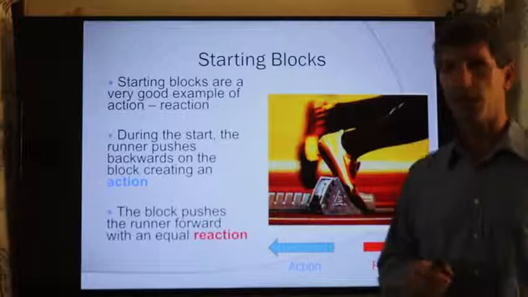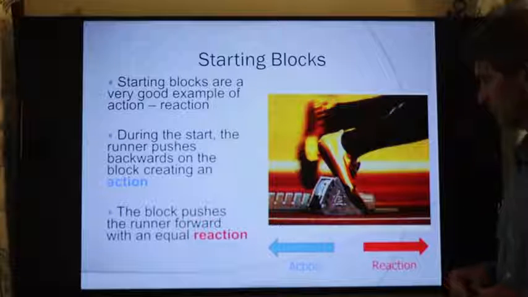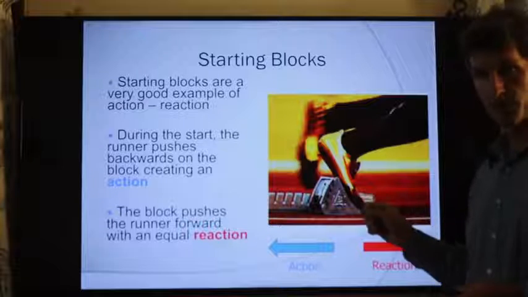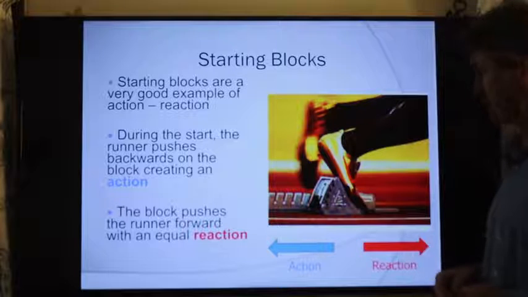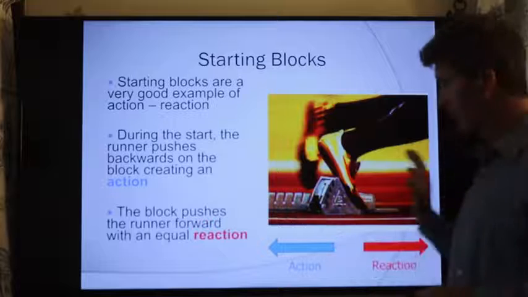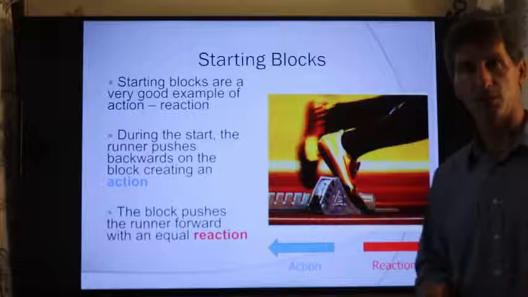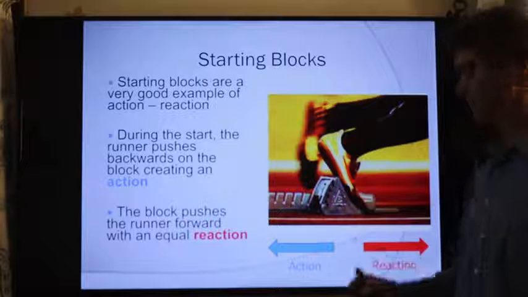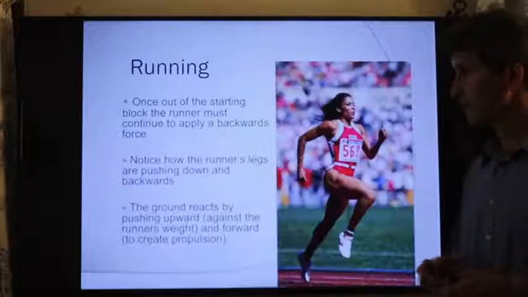Now let's take a very simple case: the starting blocks. Why do we have starting blocks in a foot race? Well, think about how things work here. We want to accelerate quickly. So by Newton's second law, we want the largest force possible, in this case in the positive x direction. So what we do is we push, there's our action, we push backward on the block, and this causes the runner to go forward. It's actually at an angle, so we're actually pushing down and back, and that causes the runner to come out of the blocks, pushing them up and forward.